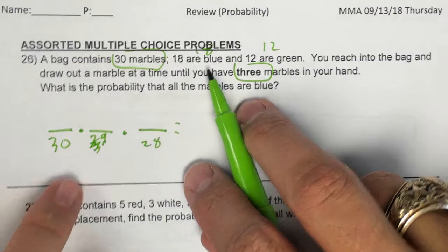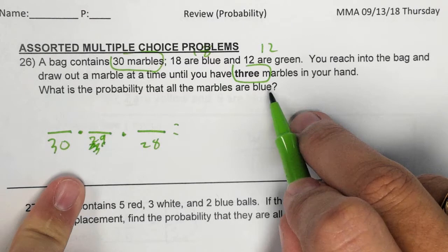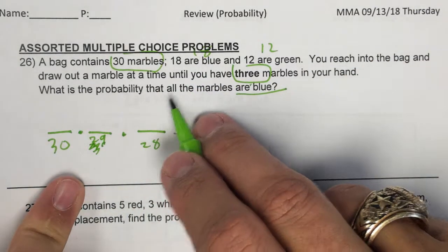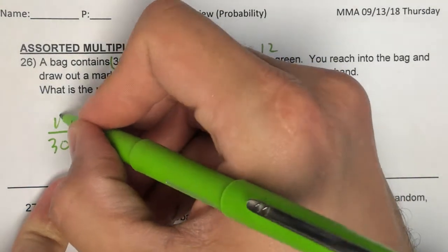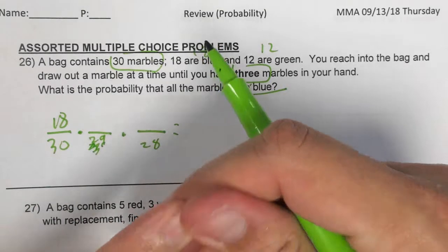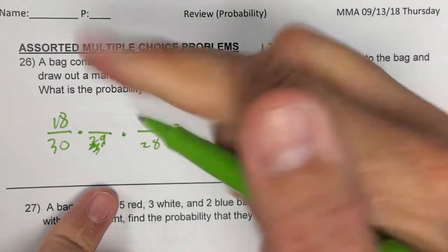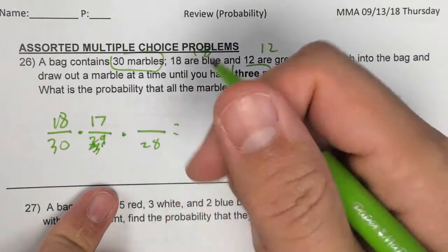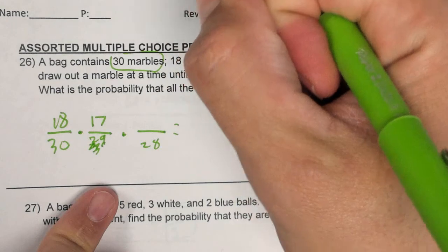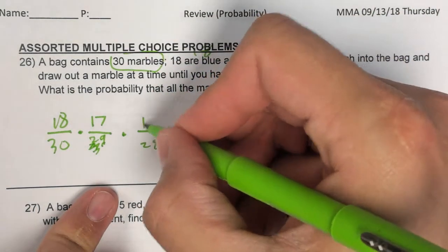So blue marbles, is it each time? All of them are blue. So all of them being blue, we start with 18 marbles. When I draw the second time, that blue marble is still in my hand, so there's only 17 left. When I draw the third time, there's 2 blue marbles already in my hand, so I'm going to have only 16 left in here.